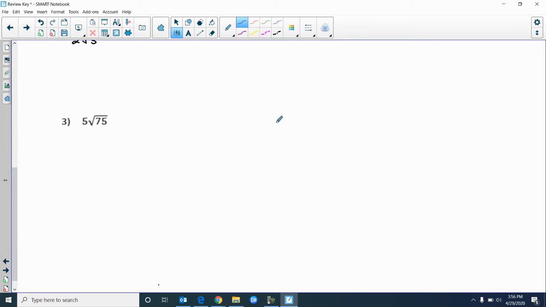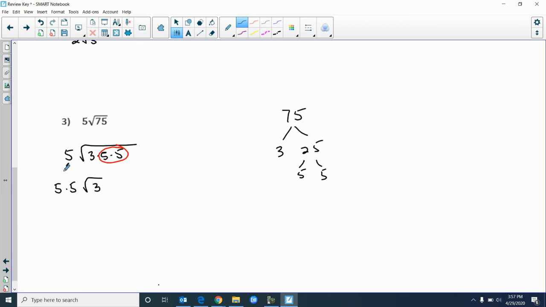5 square root of 75. So 75 is 3 times 25. 25 is 5 times 5. So I got a 5 here. 75 is 3 times 5 times 5. Pair of 5's. All right, there's a 5 already out there. Anything that comes out will multiply by that original 5. Make sure you don't forget to write it down. And then for your final answer, you've got to multiply them back together, and you get 25 square root of 3.